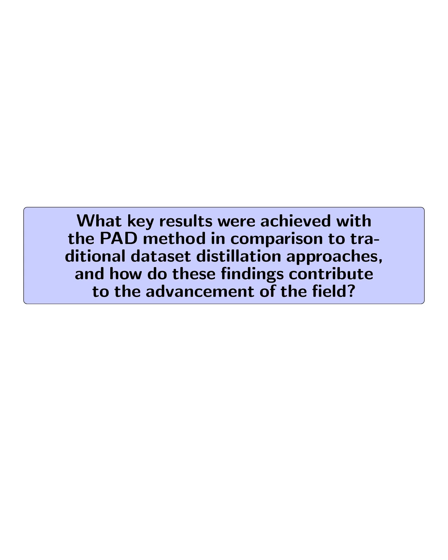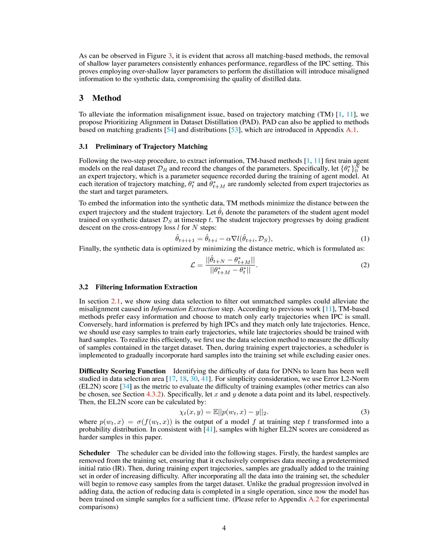What key results were achieved with the PAD method in comparison to traditional dataset distillation approaches, and how do these findings contribute to the advancement of the field? The Prioritize Alignment in Dataset Distillation (PAD) method achieved state-of-the-art (SOTA) performance across multiple datasets, including CIFAR-10, CIFAR-100, and Tiny ImageNet, outperforming traditional matching-based methods and demonstrating superior results, particularly at higher compression ratios, IPC.